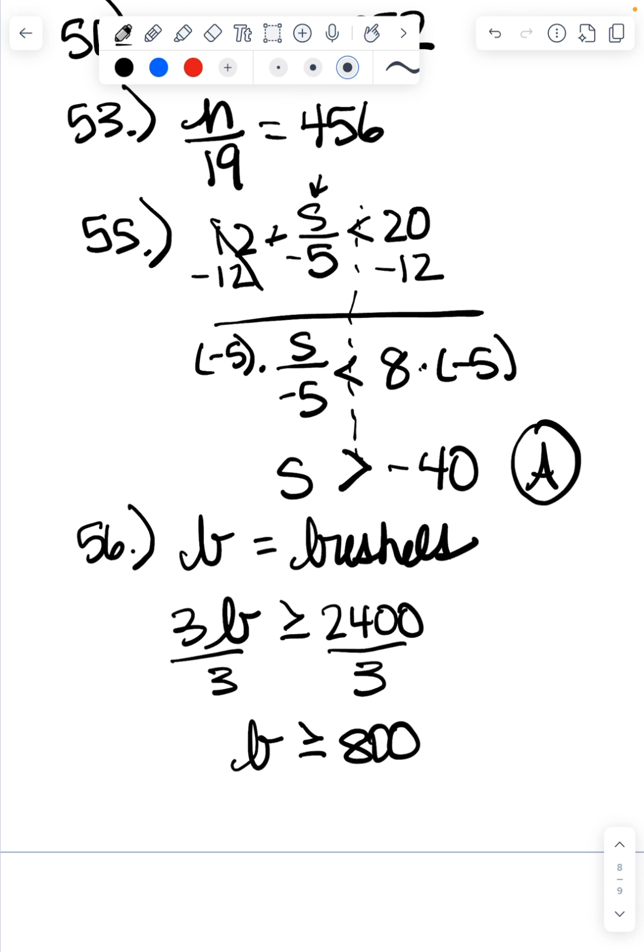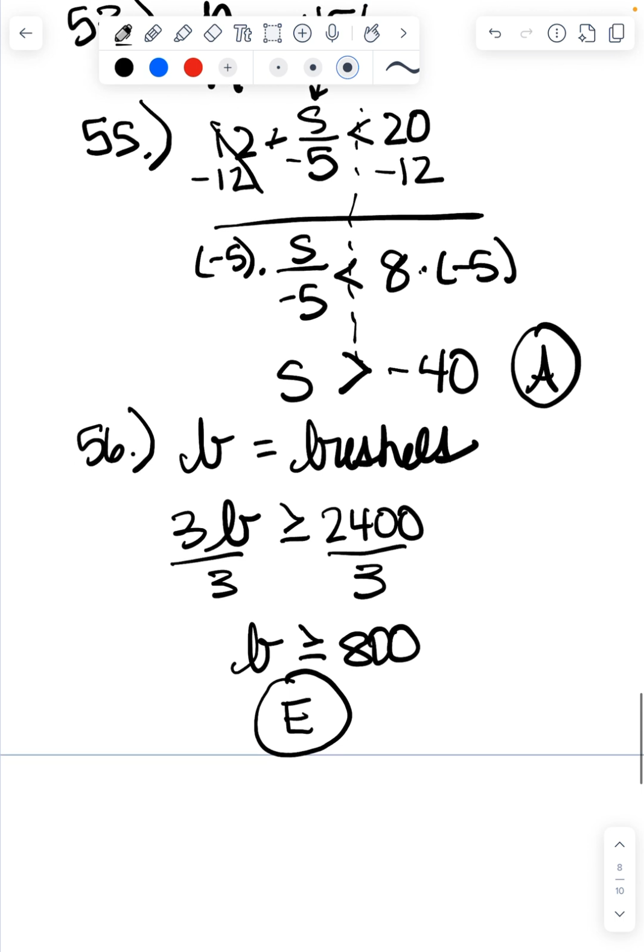A says no more than 800. That's not true. B says less than 800. That's not true. C says only 800, which would have to be equal. D is not enough information. Well, I don't agree with that because I found an answer. E would be our solution because none of them say greater than or equal to 800.